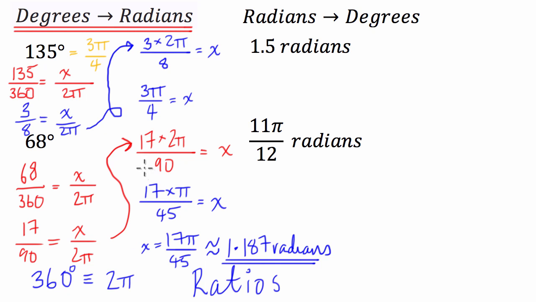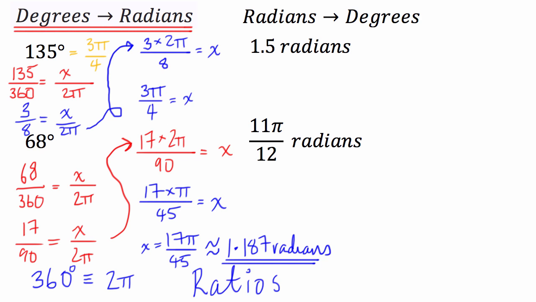So you can see that just by getting the fractions and using a little bit of algebra, you can get an exact value or you can get an approximation depending on what the question is asking. All right, so let's go to the next one. We're going to go backwards now from radians back to degrees.